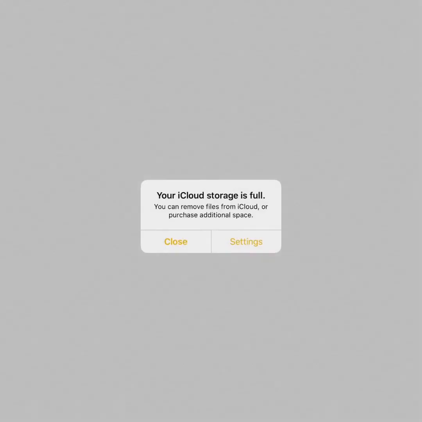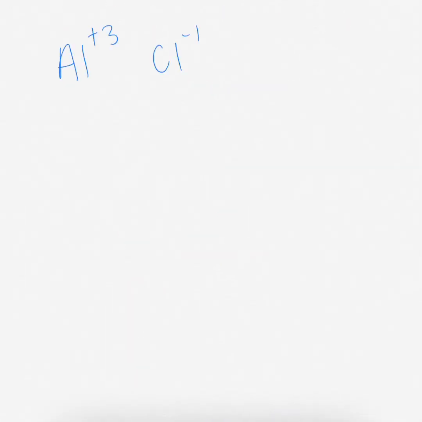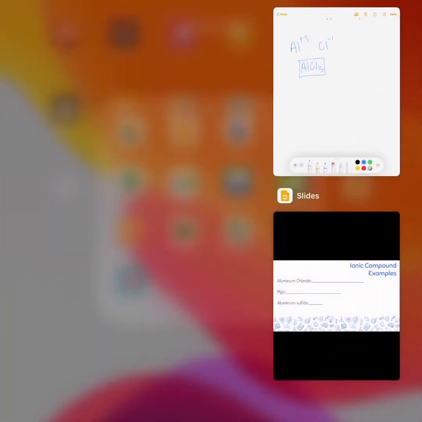First, I have aluminum chloride. So I'm going to go to my periodic table and look up aluminum. So this is just like what we did last class. Aluminum has a charge of +3, and we're bonding that to chlorine. Chlorine has a charge of -1. So when I swap and drop, I get AlCl3. So that would be my chemical formula for aluminum chloride.